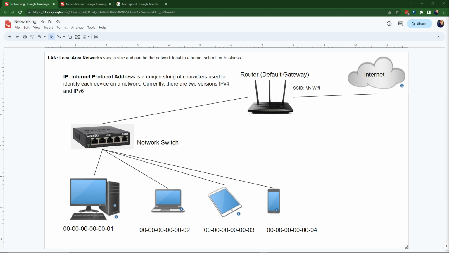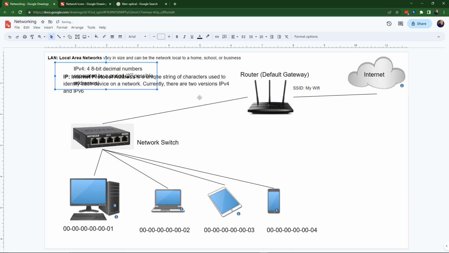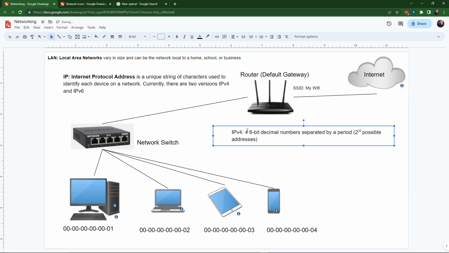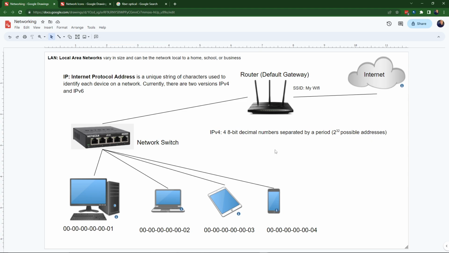So IP version 4. This is the one that you may have seen before and used before. So IP version 4 is a set of 4 8-bit decimal numbers separated by a period, and that gives us 2 to the 32nd power possible addresses, and that's a very, very large number. And believe it or not, we're actually running out, which is why IP version 6 has started to exist.